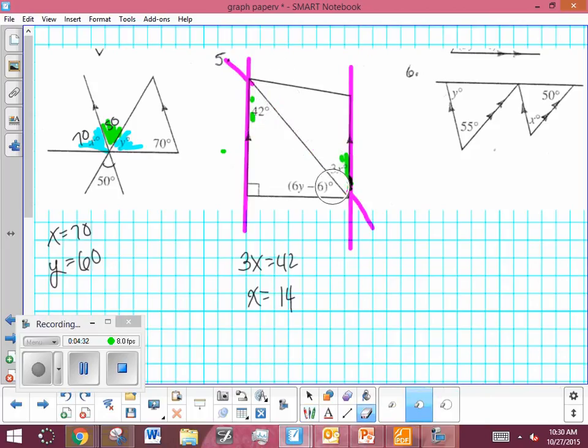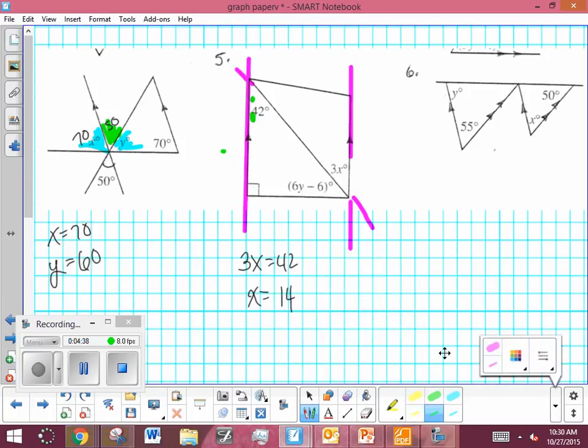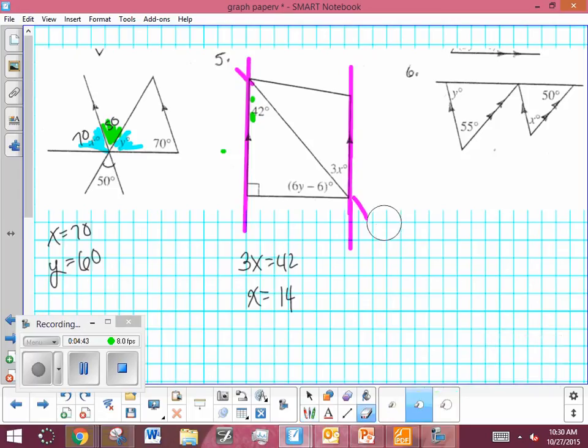Still going to look at those parallel lines. Okay, but now I've got to pay attention to a different transversal. So a different transversal would be, so that parallel line, let's look at this transversal. So now we should know that this angle here, 90 degrees, and this angle here, those two angles should be supplementary.